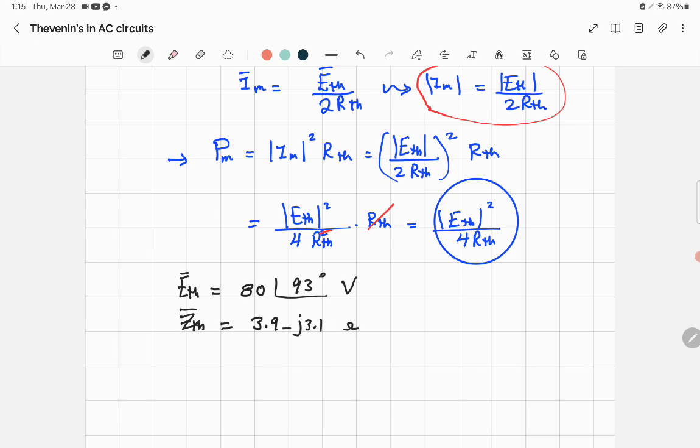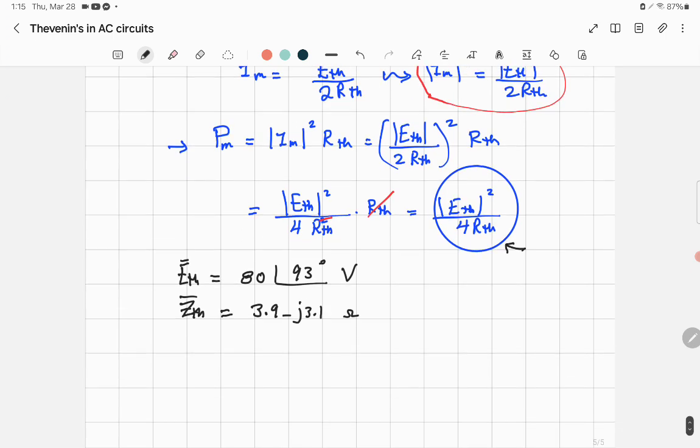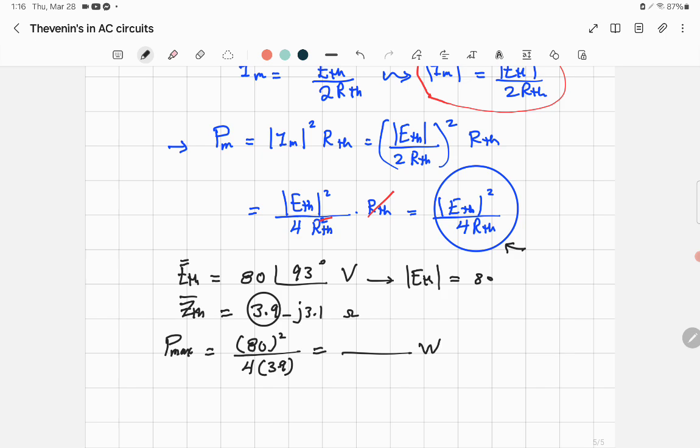To find the maximum power, I'm going to apply this formula. So P max equals the E Thevenin magnitude. The magnitude of E Thevenin is only 80. I don't care about the angle. So 80 squared divided by 4 R Thevenin. Where is R Thevenin? This one. And you calculate the maximum power. I will let you calculate this one, in watts. So that will be the maximum power. Very simple, very easy. That's it.